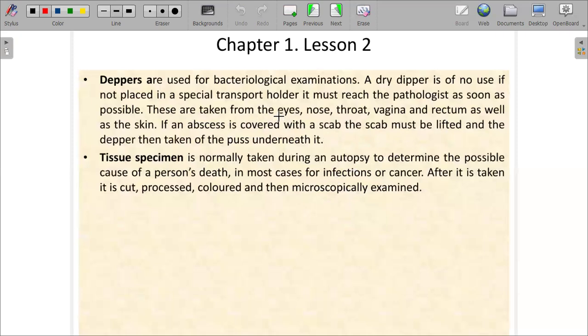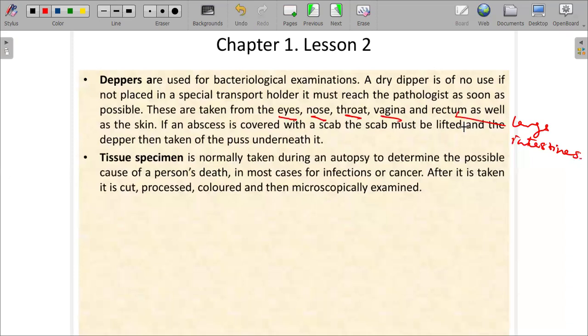These are taken from the eyes, the nose, the throat, the vagina, and the rectum, that is the large intestine. They are taken there to collect discharge, such as the running of the nose or eyes, the clearance of the throat, as well as vaginal secretions, and also from the rectum.